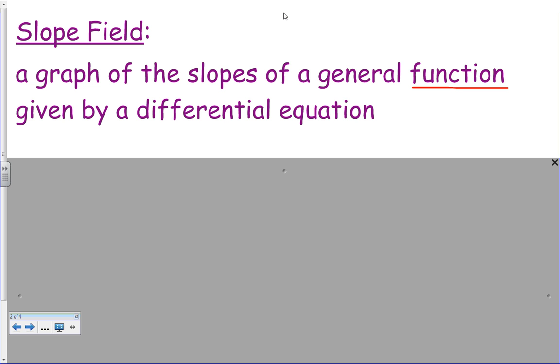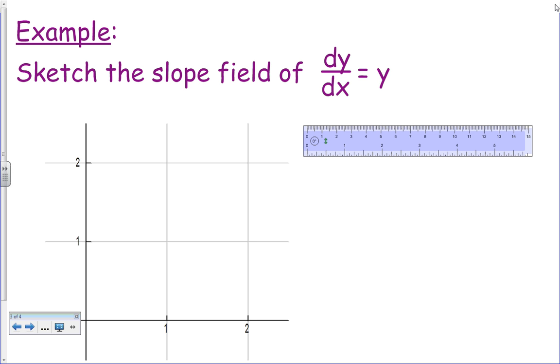So we're going to be looking at a graph that has a bunch of little slope marks indicated. And the solution that we're looking at has got to be a function. So when we go to do some sketching in a minute, you'll see that we have to end up with a function. All right, let's take a look at an example to start off with.